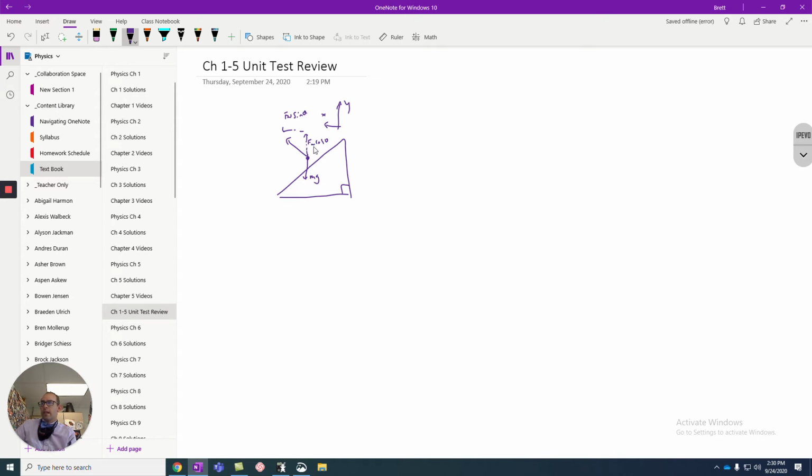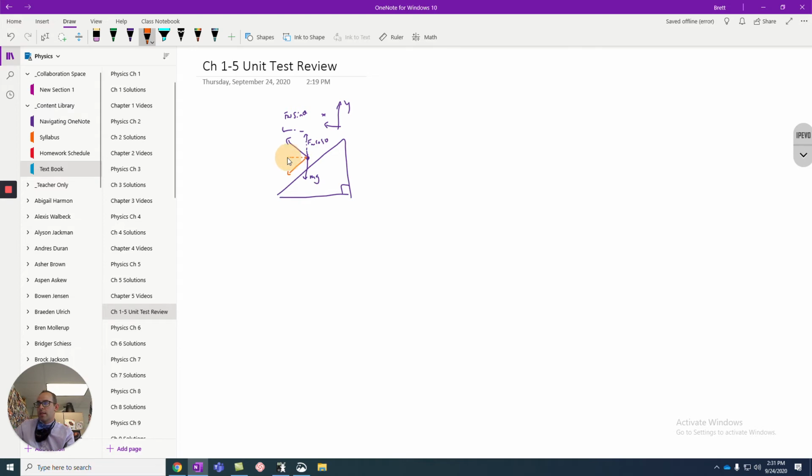And so we could say that Fn cosine theta equals mg in this case. And we could say that Fn sine theta is pushing us into the turn, to keep us turning. However, if we include friction, there's another vector here, as friction is going to want to push down the hill.